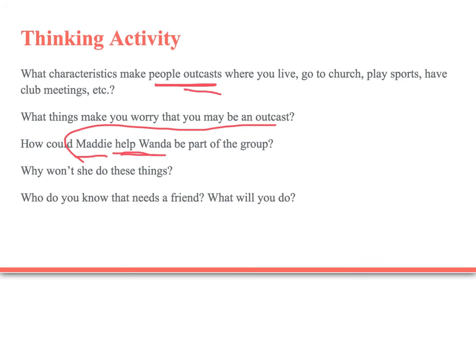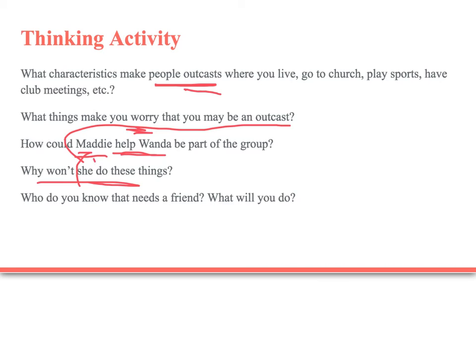Are there any things that you worry about with yourself that might make you an outcast? It could be that you're like Wanda from a different place, or that maybe your family's a little different, or anything, and that you worry about being an outcast. When you have that worry, I think that is why Maddie won't help Wanda.